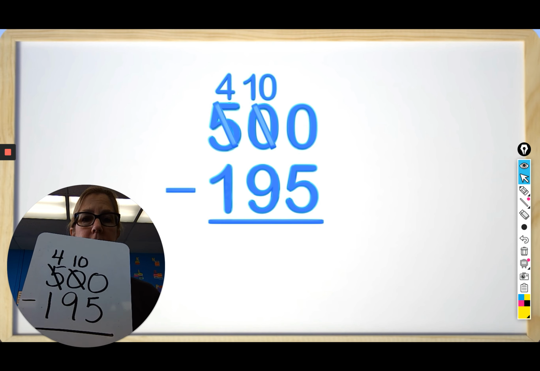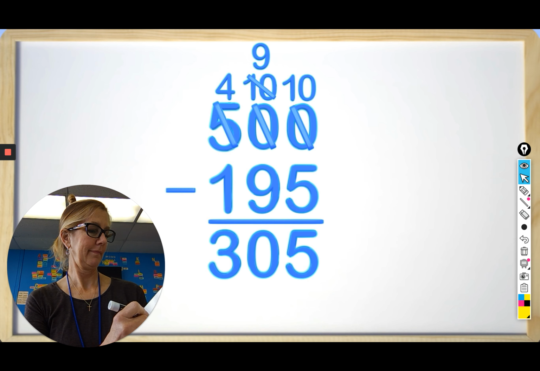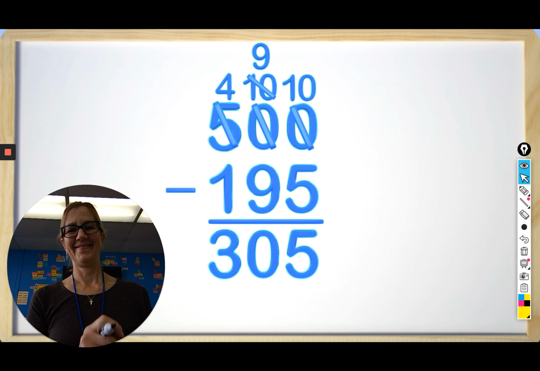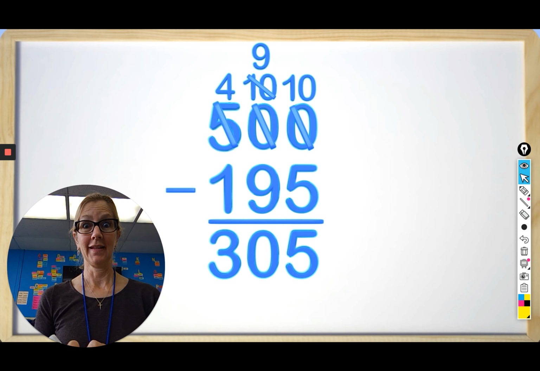Now we have a 10 in the ones place, and we can start subtracting. 10 subtract 5 is 5. In the tens place, we have 9 subtract 9, which is 0. The hundreds place has 4 subtract 1, which gives us 3. The answer is 305. I have 305 donuts left for my school.